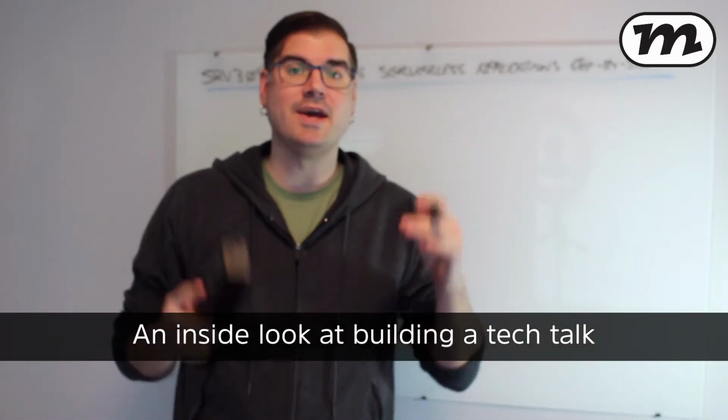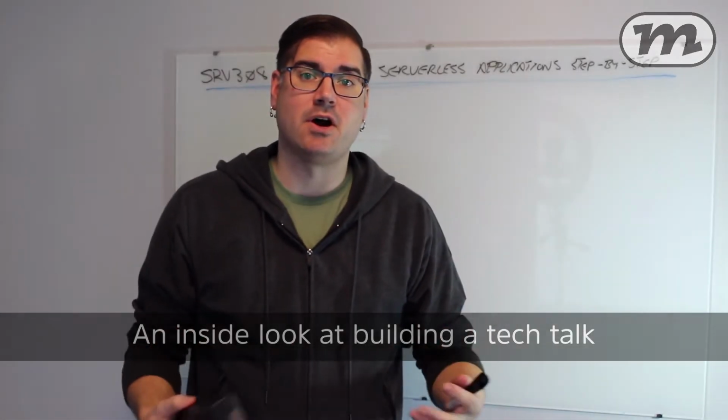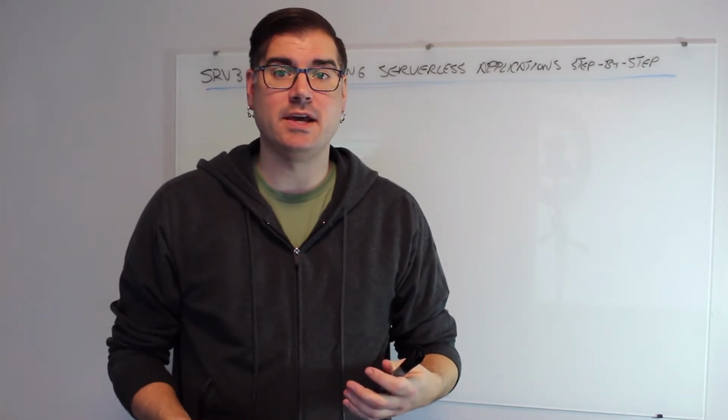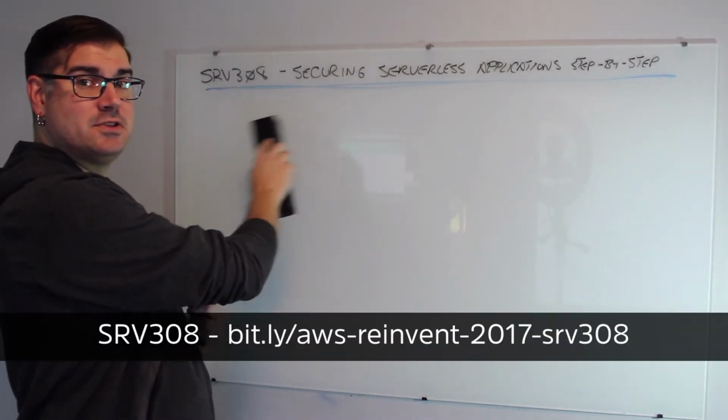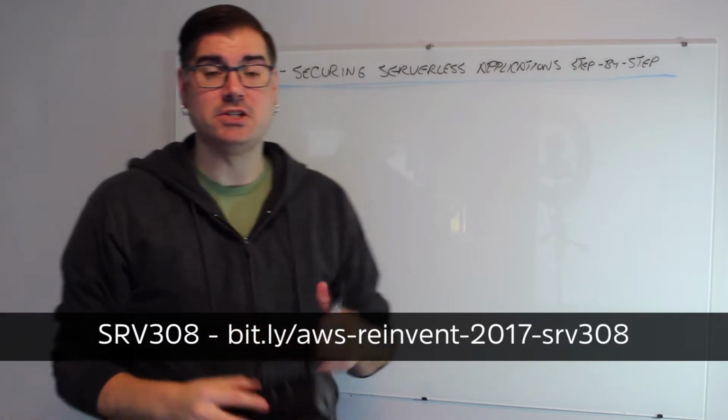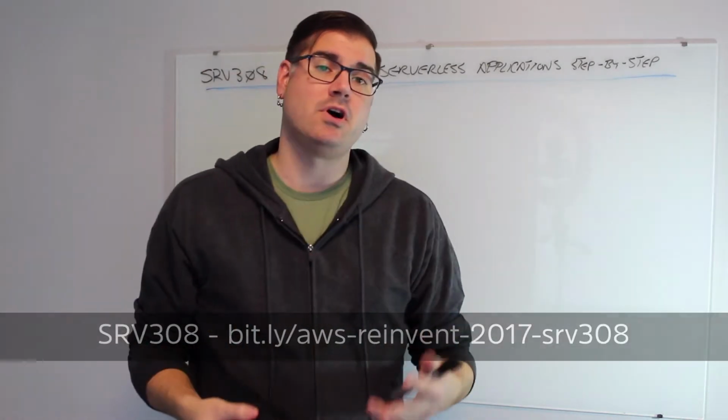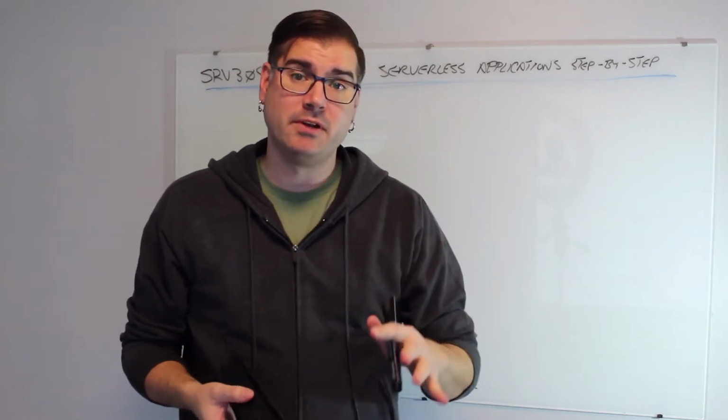Mark here with a quick insider look at how I build out a talk. And the example I'm going to use today is this talk: Serverless 308, Securing Serverless Applications Step by Step. It's one of the two talks I'm going to give at this year's AWS re:Invent.